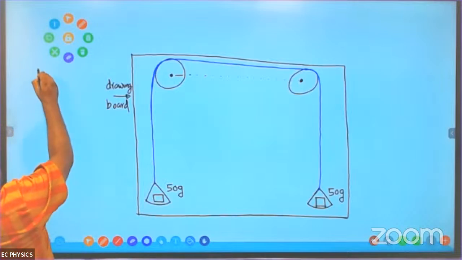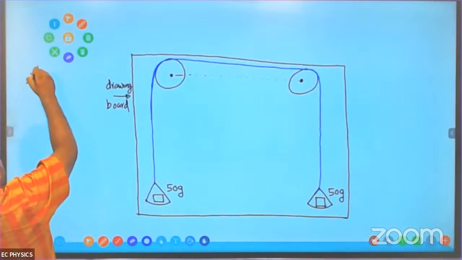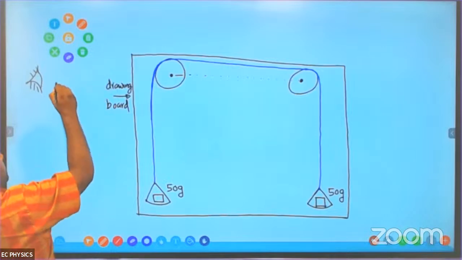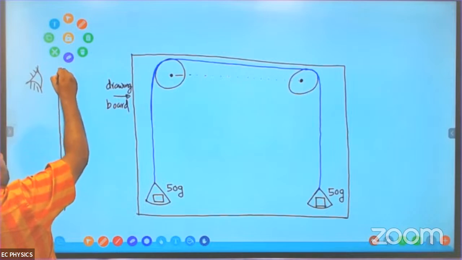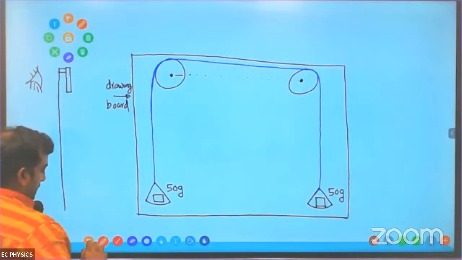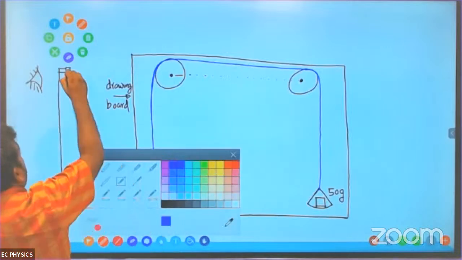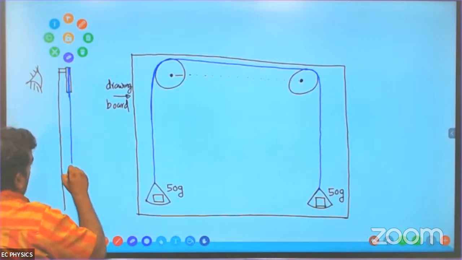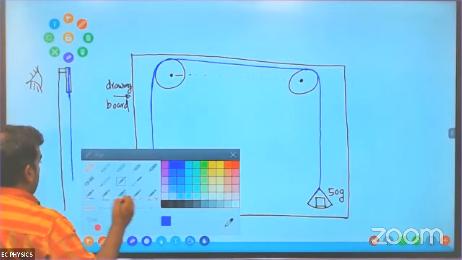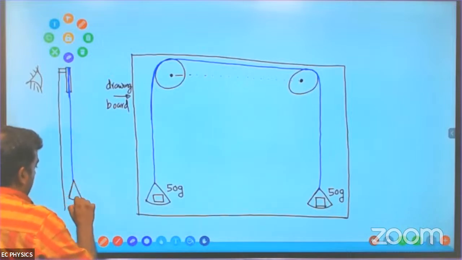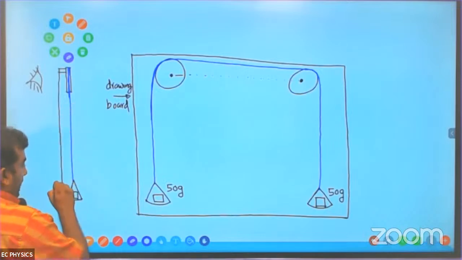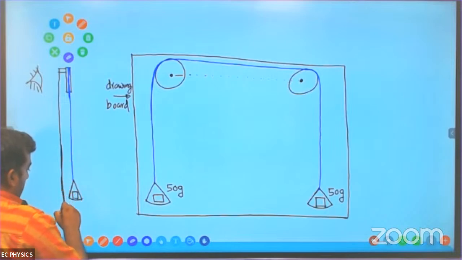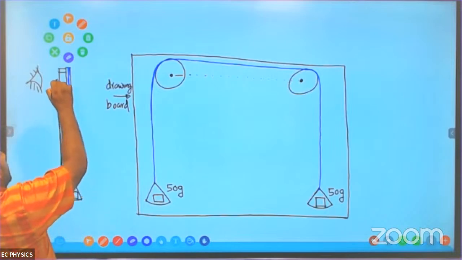Now, if I look from the side, what will I see? The drawing board is there. Remember, the pulley is slightly out of it, offset. Then you have the string going over the pulley, and then you have the weight connected here. Now, please remember, the string or the pulley or the pan never touches the drawing board. There is always a gap.